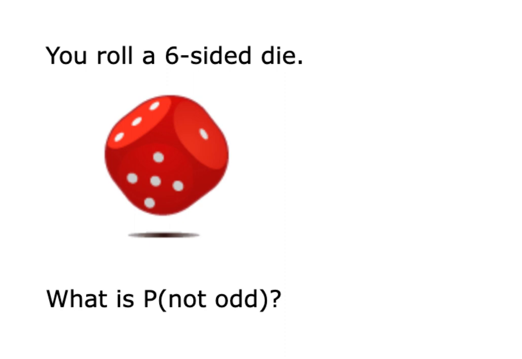Jumping right into some examples, we have a 6-sided die that we're going to roll. We want to know the probability that it is not odd. So just so you remember, we have a 1, 2, 3, 4, 5, and 6 on the die. The not odd ones would be our even ones, so 2, 4, and 6. So I have 3 desired outcomes out of the 6 total.